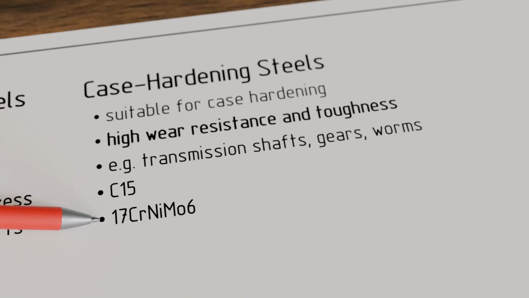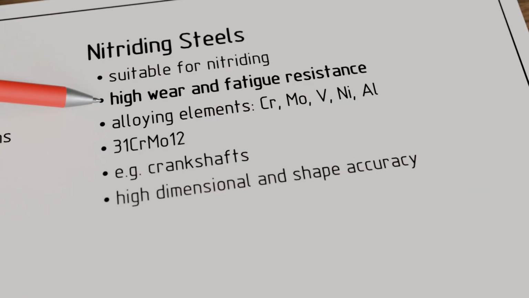Another surface hardening method besides case hardening is nitriding. In this process, the steel surface is hardened on a microscopic level by introducing nitrogen, which results in exceptional wear resistance, corrosion resistance, and high fatigue strength. To enable the formation of hard nitrides on the steel surface, specific alloying elements must be present.